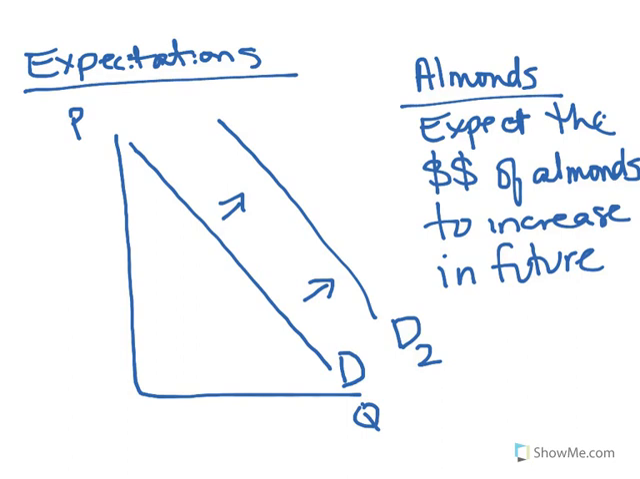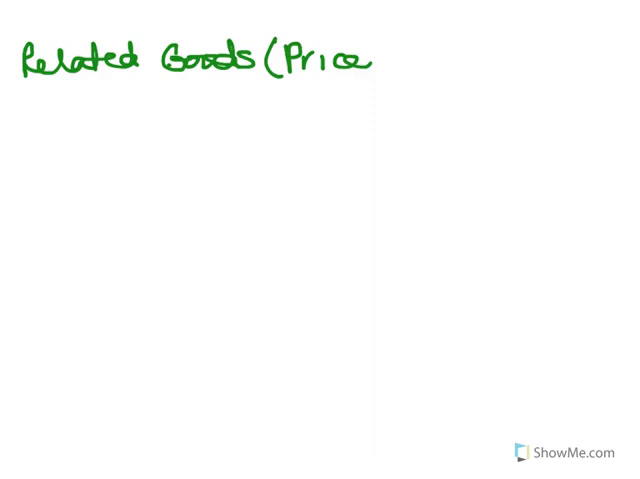All right, the fourth determinant of demand that I talked about was the price of related goods and services. And this one requires a couple of different graphs to illustrate how it impacts our demand. Now, goods can be related in two different ways. They can be what we call substitute goods or complementary goods. So let's look at what happens when the price of substitute goods change first.